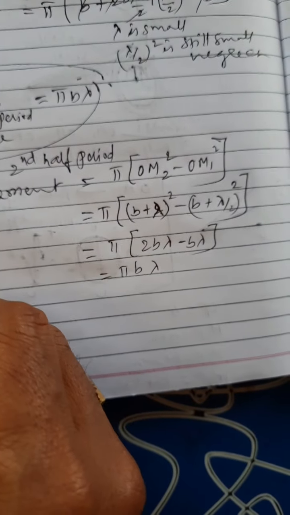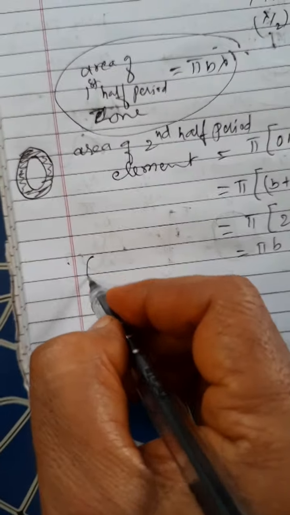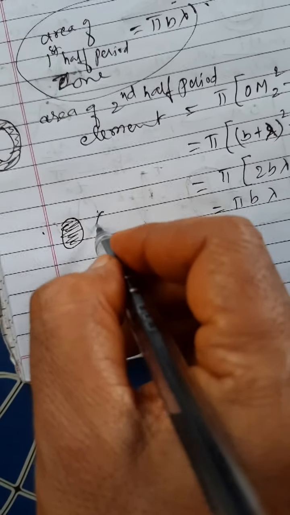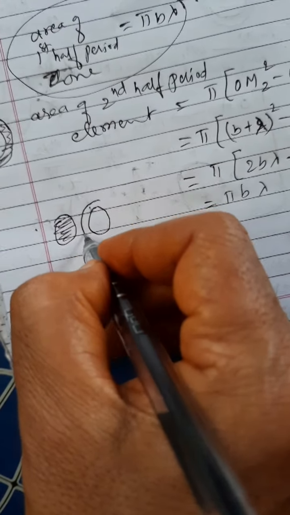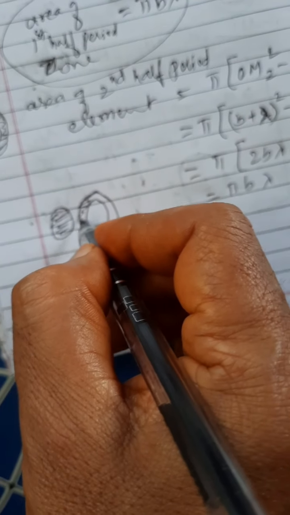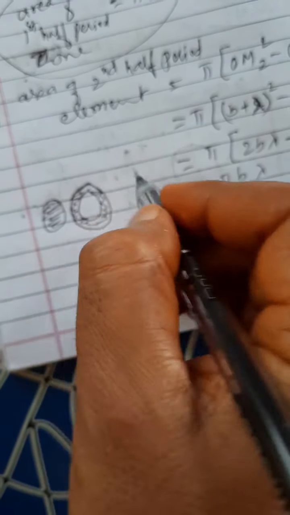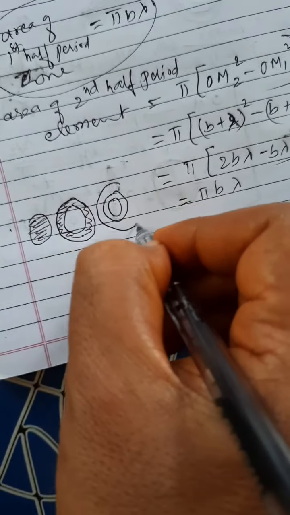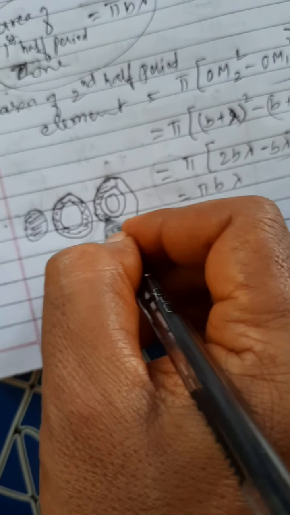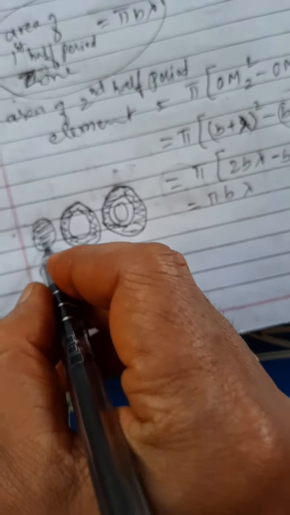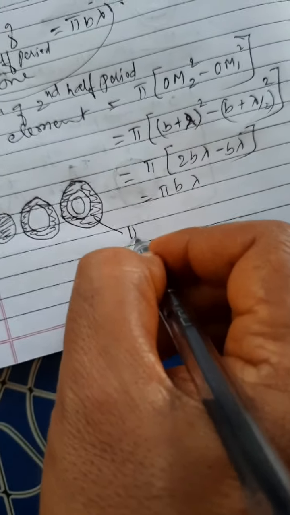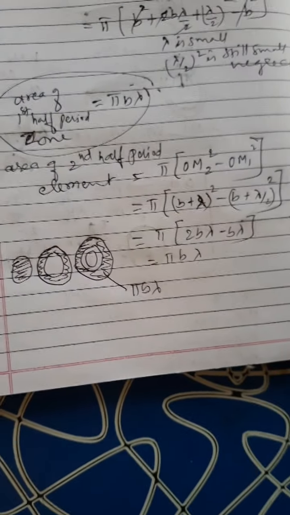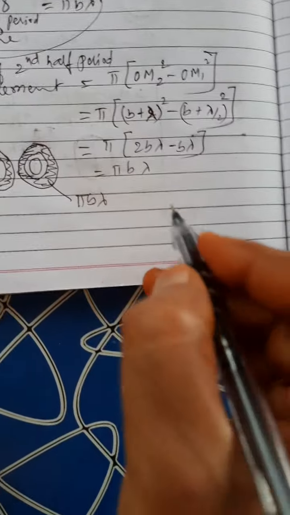Means, see, the area of this first half period element, second half period element, this area, third half period element, all these areas are equal to pi b lambda.